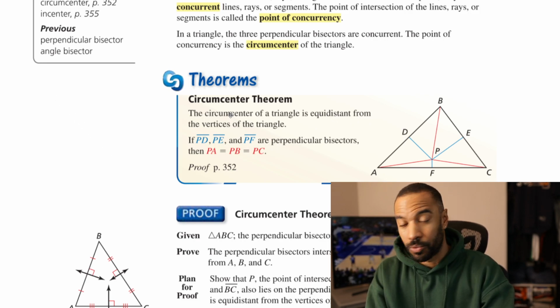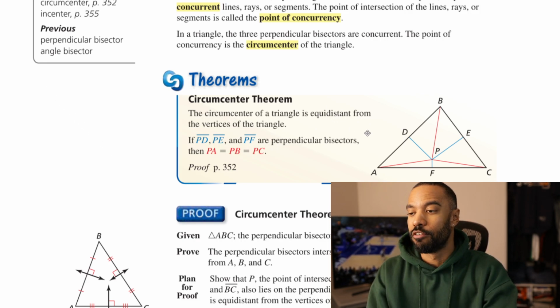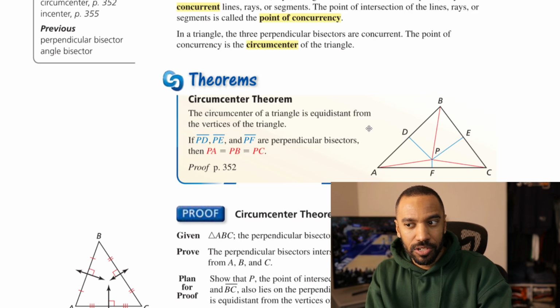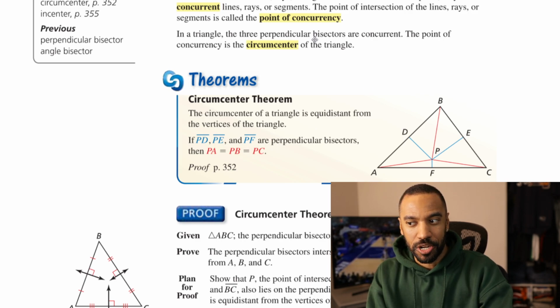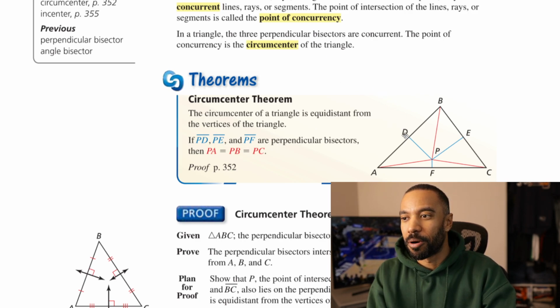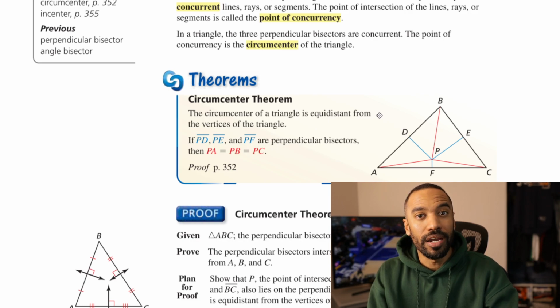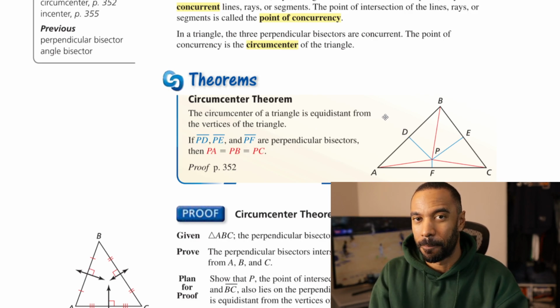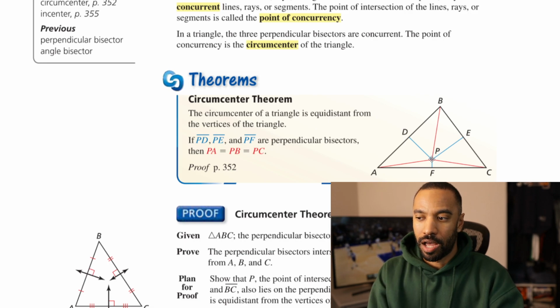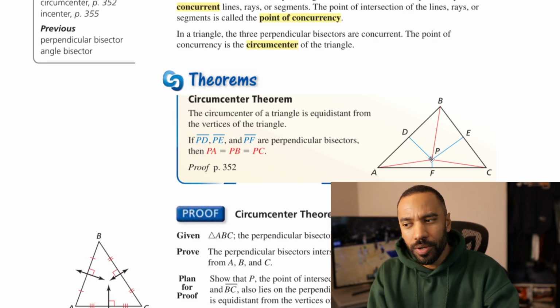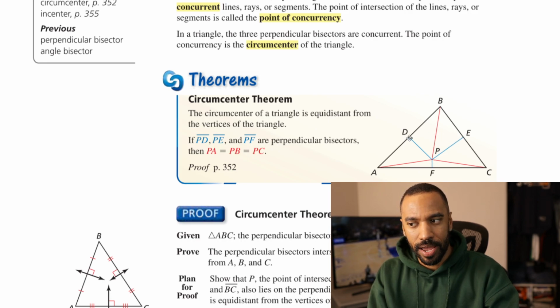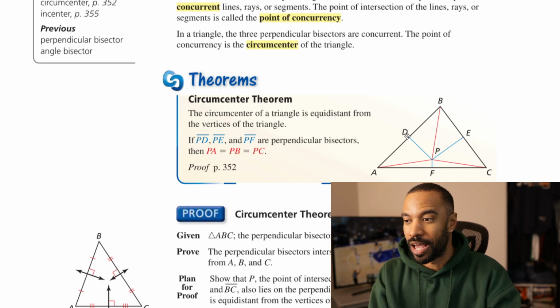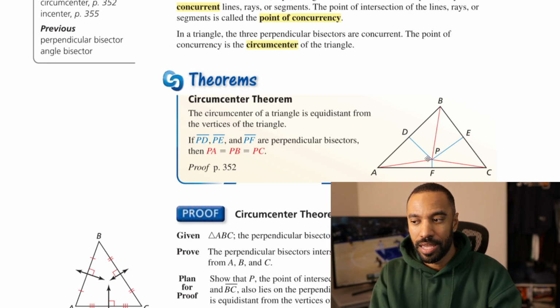And what they're telling you, guys, is there is concurrency for the perpendicular bisectors of a triangle. They didn't mention angle bisectors yet, but they are for the perpendicular bisectors of the triangle. So what are perpendicular bisectors of a triangle? They are, from the midpoints of the sides of the triangle, if you draw a perpendicular line out from them, then they will all meet at the same point, so these blue ones.